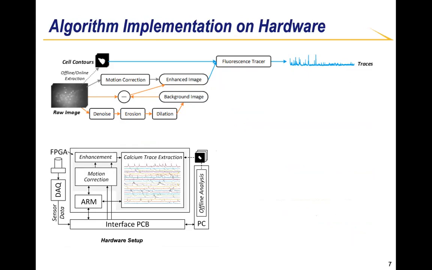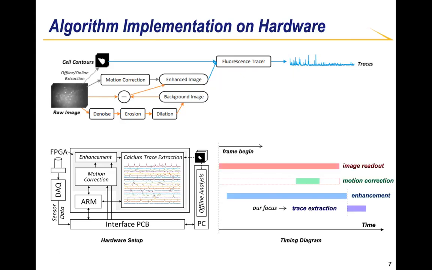This figure shows our developed hardware and embedded systems for the real-time calcium image processing. We implemented the dedicated motion correction, image enhancement, and calcium trace extraction accelerators on the FPGA. The embedded ARM processor on the SoC chip can communicate with the FPGA and an external interface PCB board, transferring raw image data from the data acquisition DAQ to the FPGA and sending the extracted traces from the FPGA to the host PC over the Ethernet.